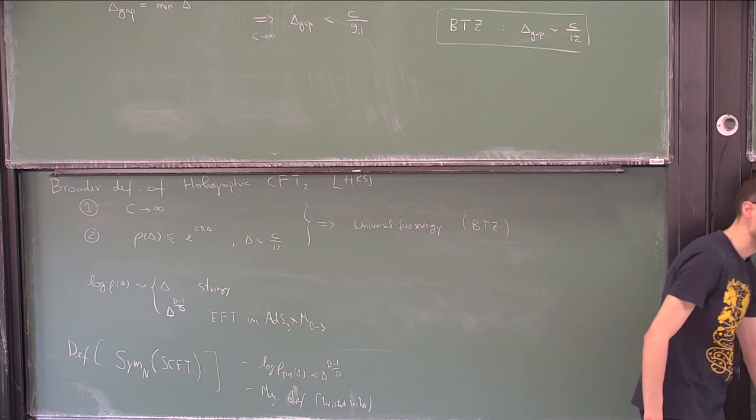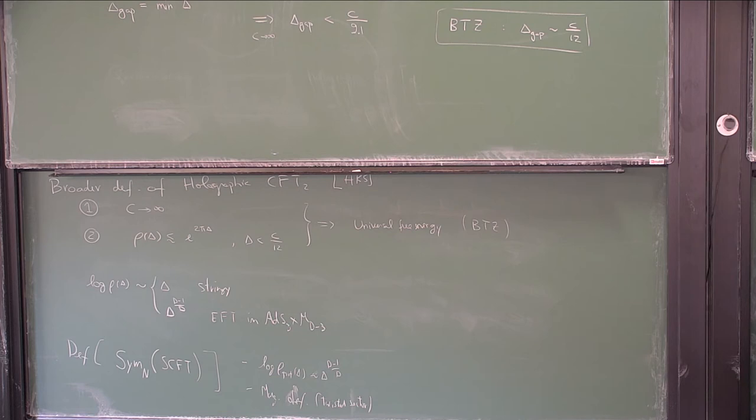So, yeah, let me go here. What you want to show basically is that C1, C2 don't depend on delta gap. Yes, because if they did, they would skew. Yeah, but these bounds are really just pure numbers.